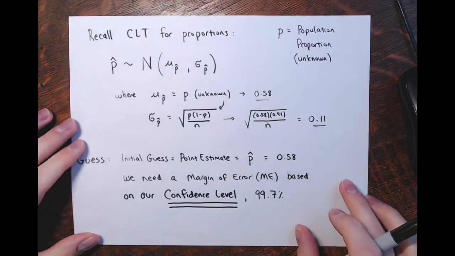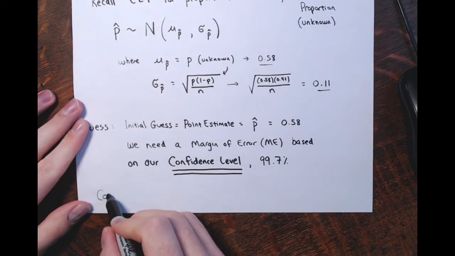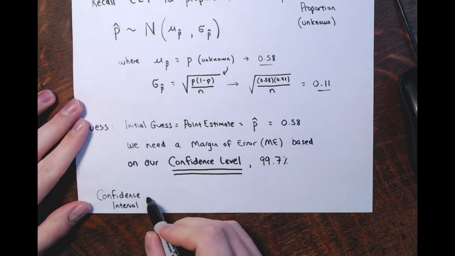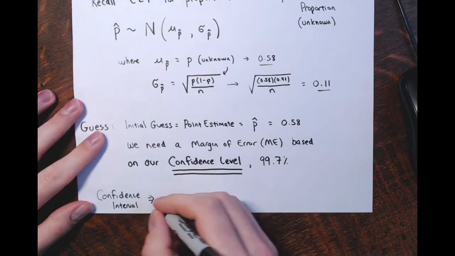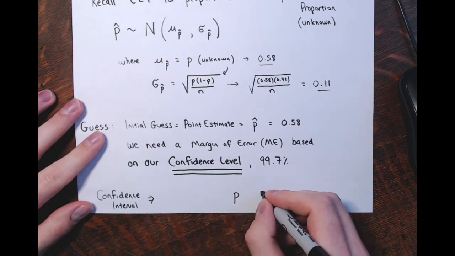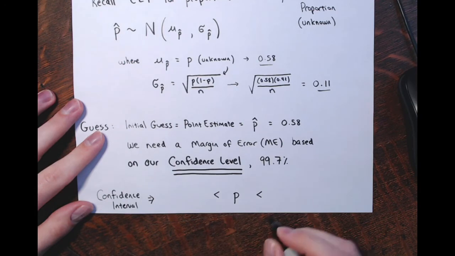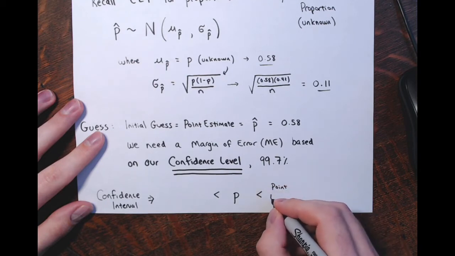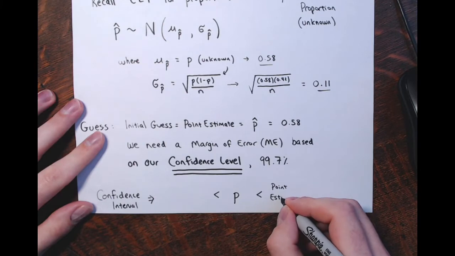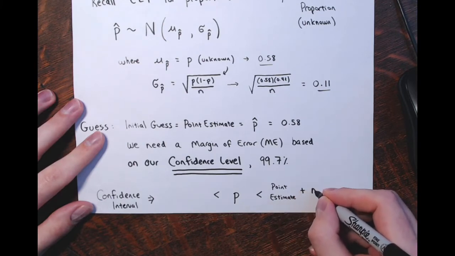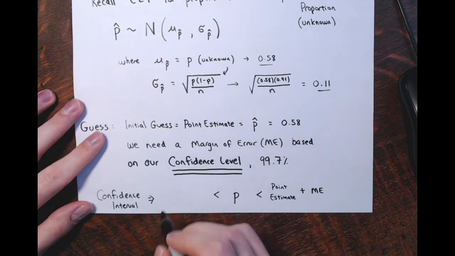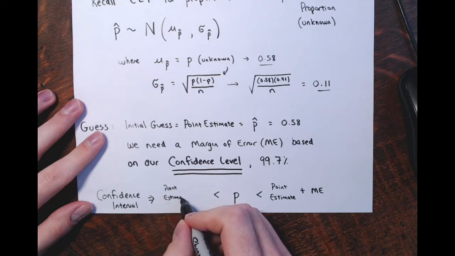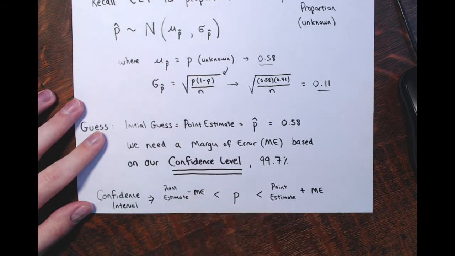All right, so remember how our confidence interval is set up. We're going to guess that the true value of p is between two values, an upper bound and a lower bound. The upper bound is formed by the point estimate, so our 0.58 point estimate, plus the margin of error, and the lower bound of our confidence interval is the point estimate minus the margin of error.